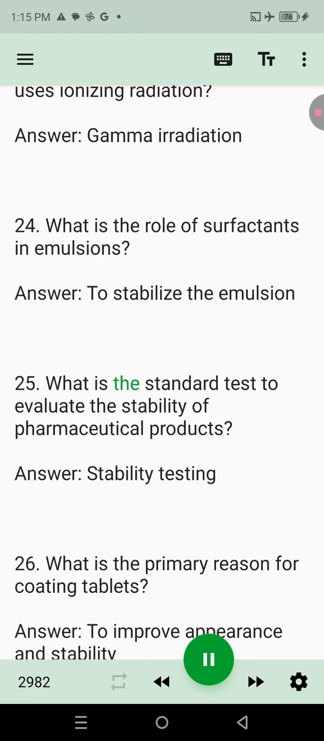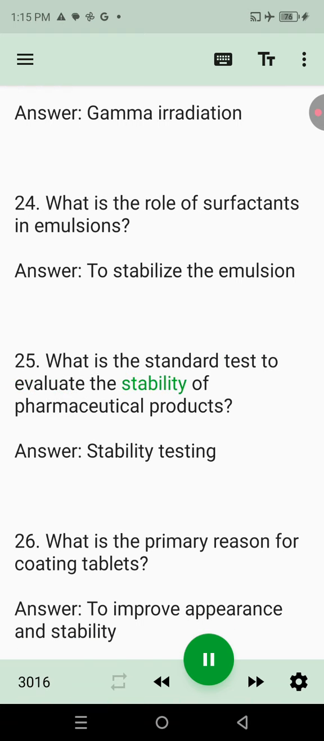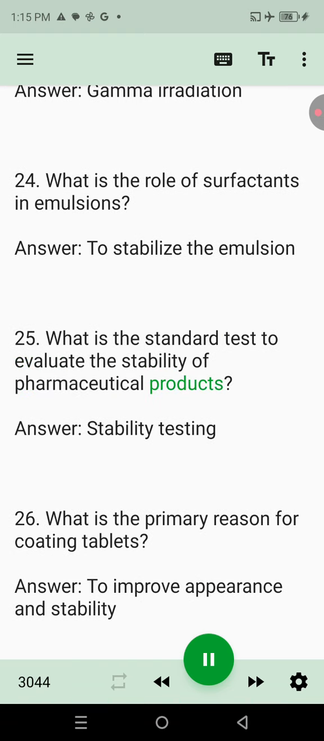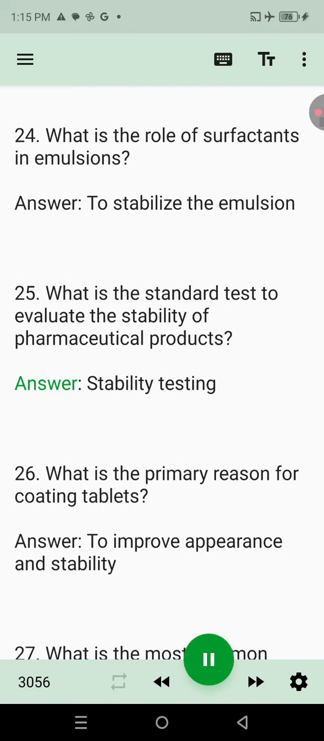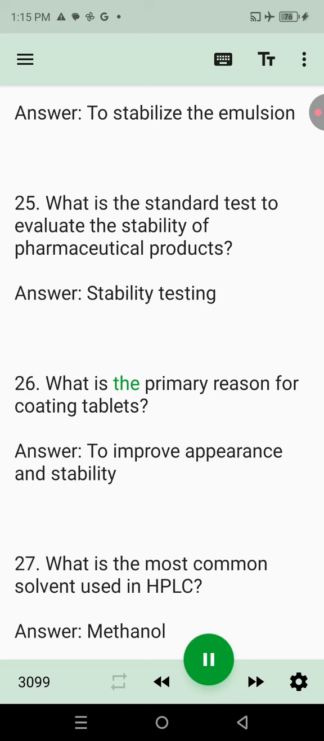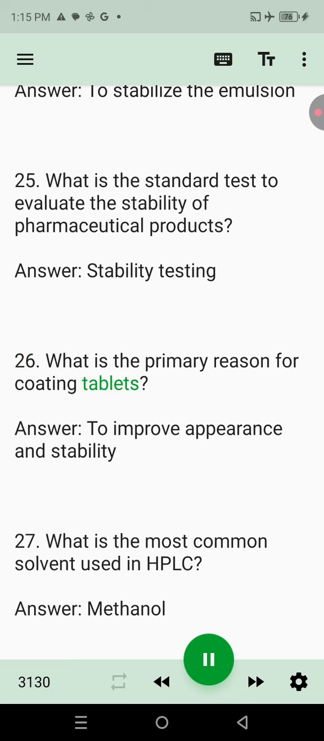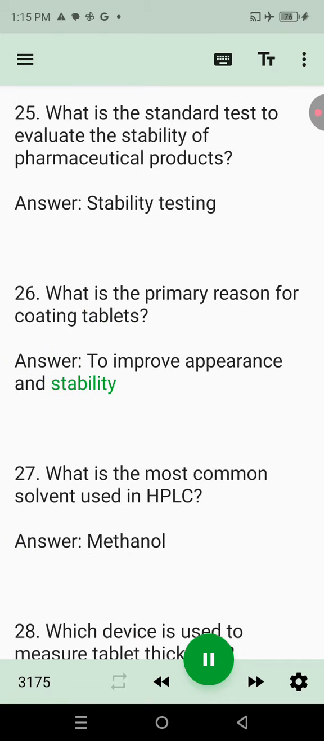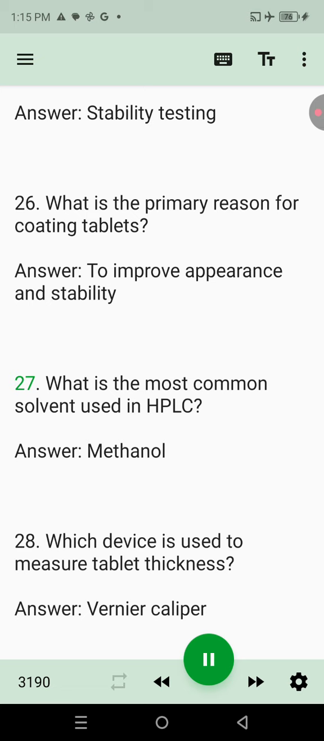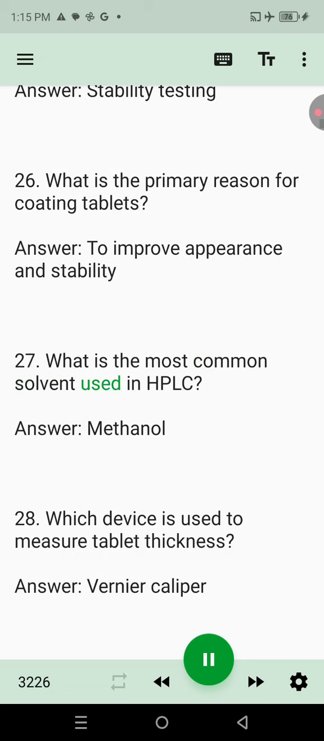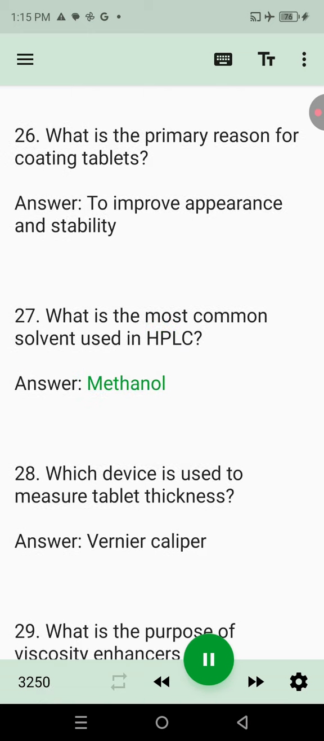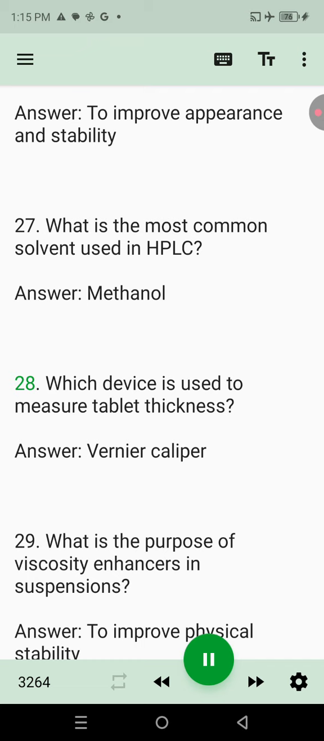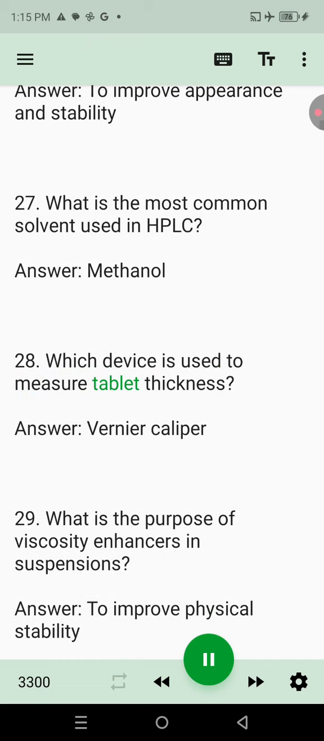25. What is the standard test to evaluate the stability of pharmaceutical products? Answer: stability testing. 26. What is the primary reason for coating tablets? Answer: to improve appearance and stability. 27. What is the most common solvent used in HPLC? Answer: methanol. 28. Which device is used to measure tablet thickness?